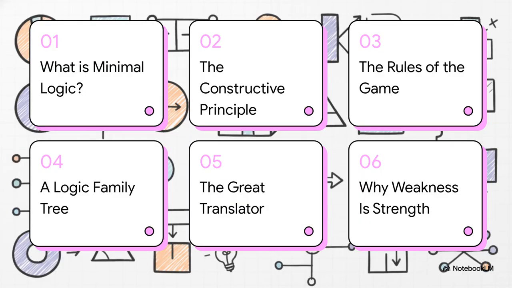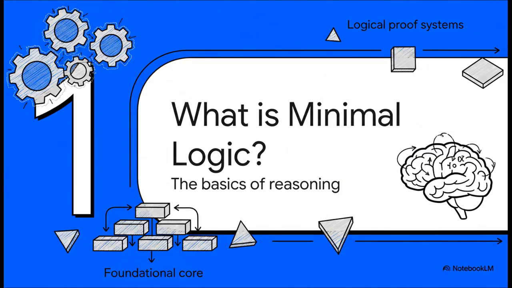So, here's the game plan. We're going to start with what minimal logic even is and get our heads around its core idea, the constructive principle. Then, we'll check out the rules logicians use to play with it, see where it fits in the big family tree of logic, and discover its wild role as a kind of universal translator. And finally, we'll see why its greatest weakness is actually its greatest strength. All right, let's dive right in.